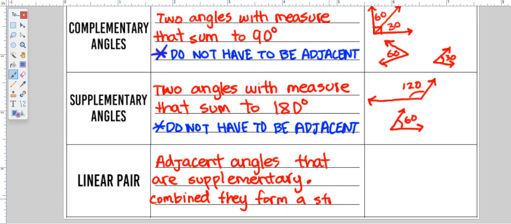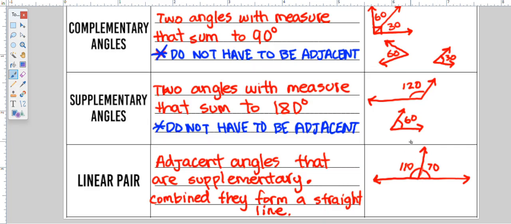Almost there. All right, and this will be our last example for today. They combine to form a straight line. So let's do this one, and let's say that's 110. Okay, this one's 110. And then right next to it is an adjacent angle, because adjacent means they're side by side. But this one is 70.